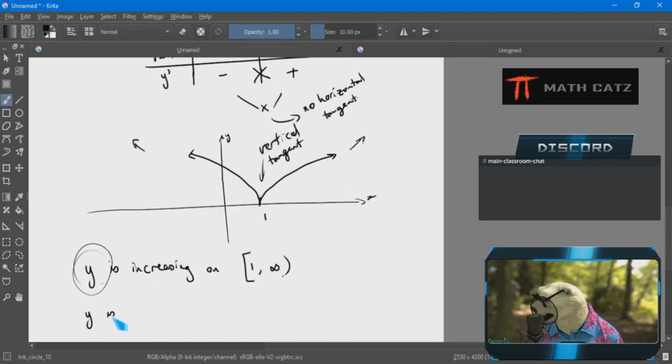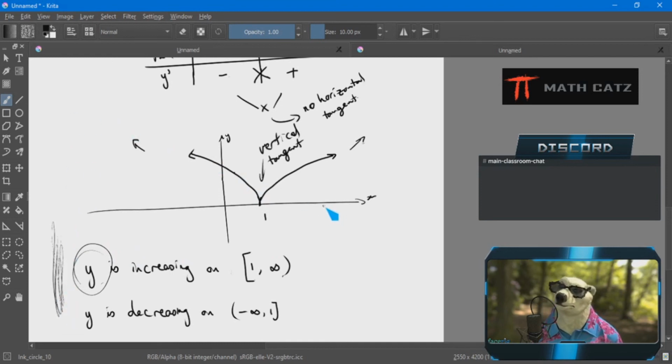And then y is decreasing on negative infinity to 1. Include it. If I compare any 2 points and 1 happens to be one of those 2 points, it's going down. It's part of that interval. So always write these sentences. I just forgot. Okay.